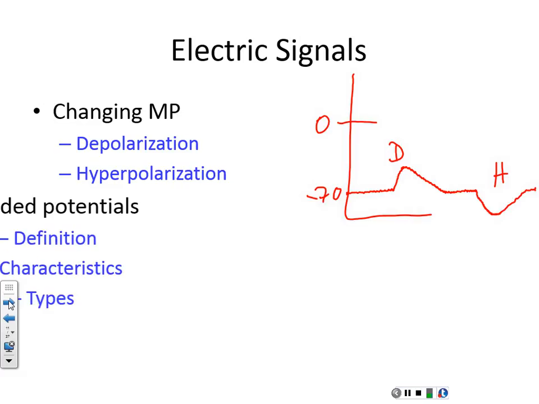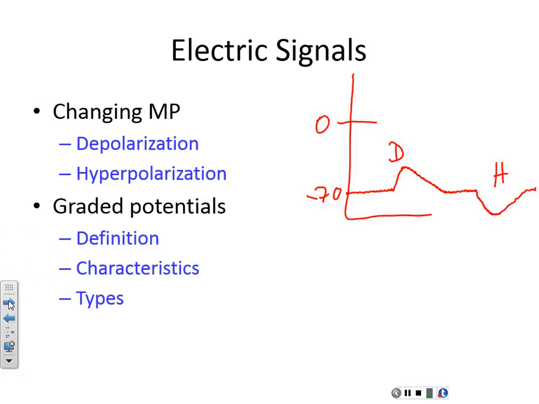So if I ask you to describe how the membrane potential can change, you can describe the depolarization, becoming more positive, or the hyperpolarization. Those are the only two things, okay? So graded potentials, what is the definition of that?